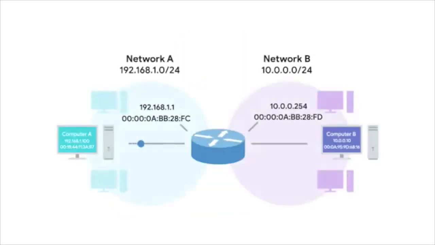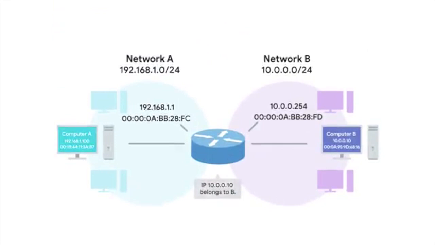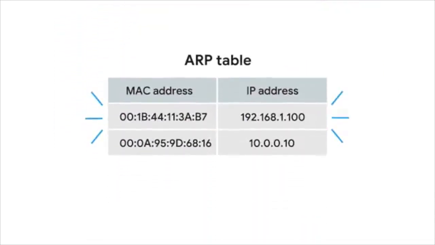Now, the router can directly inspect the IP datagram header for the destination IP field. It finds the destination IP of 10.0.0.10. The router looks at its routing table and sees that network B, or the 10.0.0.0/24 network, is the correct network for the destination IP. It also sees that this network is only one hop away. In fact, since it's directly connected, the router even has the MAC address for this IP in its ARP table.